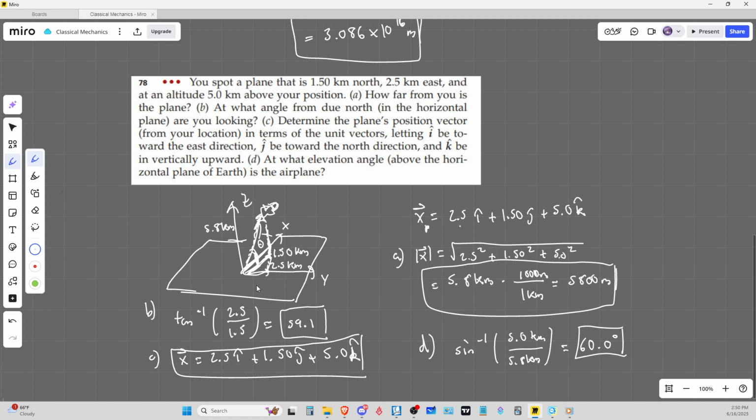Why is that though? Because it says that 2.5 east, which means it's... Oh, wait a minute. Oh, I got my coordinates mixed up. Because this is supposed to be X and this is supposed to be Y, right? Yeah, I think that's how it's supposed to be.